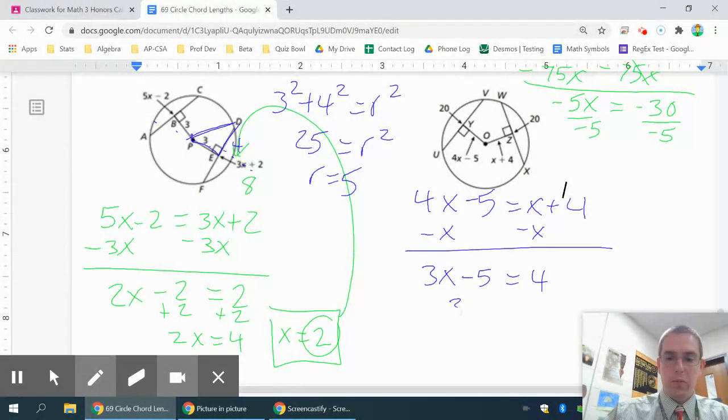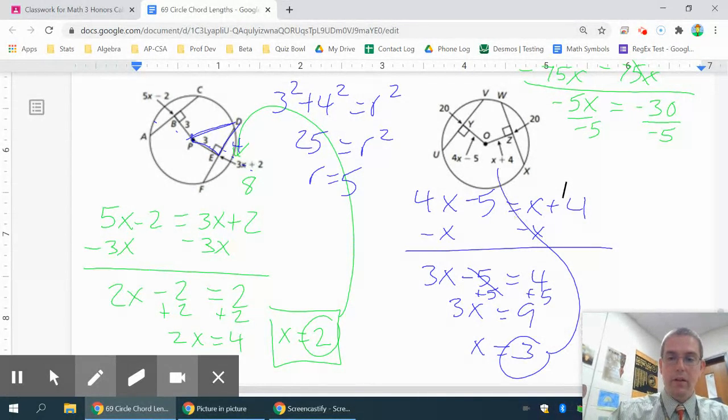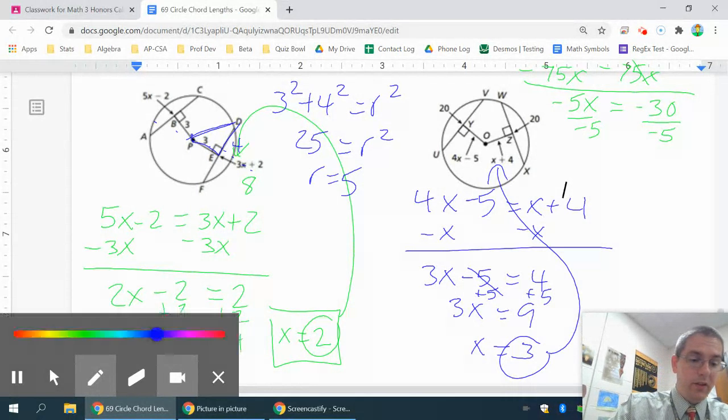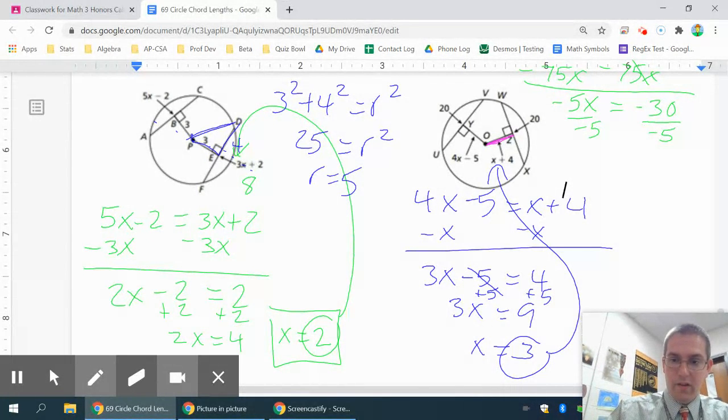Adding 5 gives me 3x equals 9. And then dividing by 3 gives you x equals 3. Now, once again, if you're going to find the radius, you're going to need to take this 3 and plug it in. So it doesn't really matter which one I plug it into. 3 plus 4 is 7. Or 4 times 3 minus 5 is also 7. Clearly, the distances should be equal, so you could get the same thing either way. So this length here is 7.